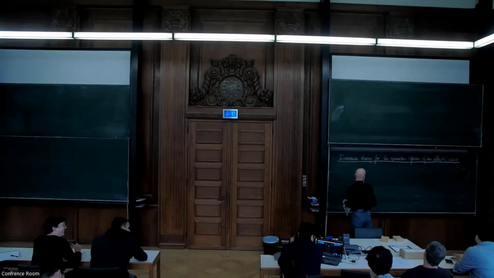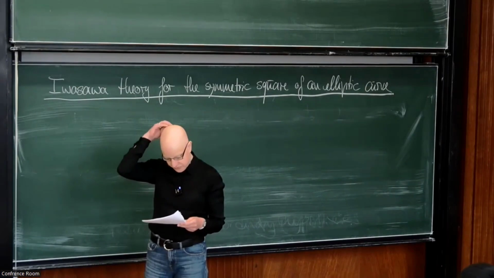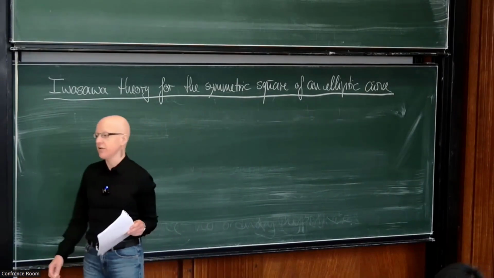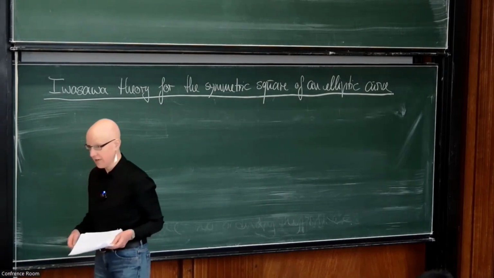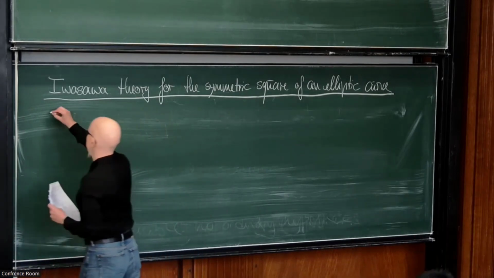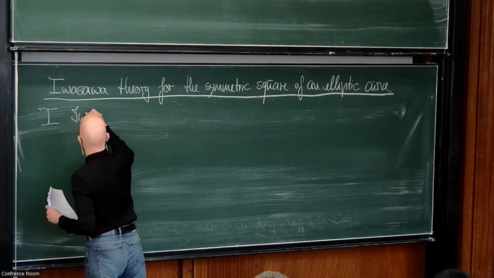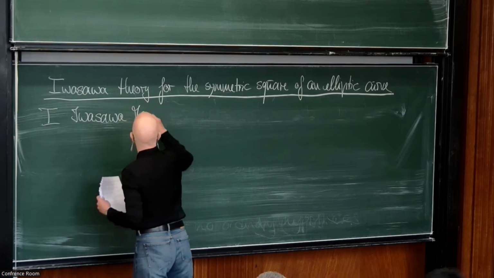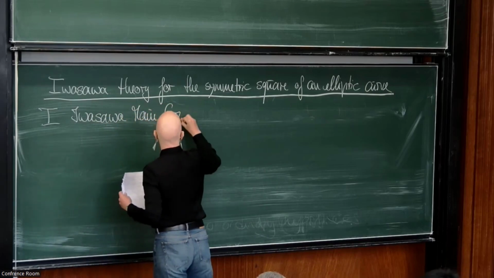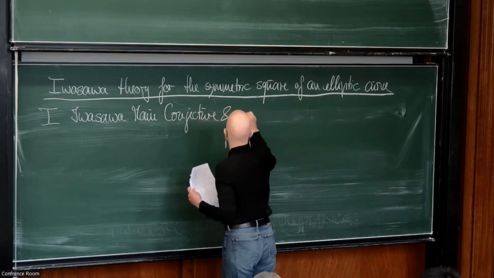Okay, so I want to talk about Iwasawa theory for the symmetric square of an elliptic curve. I will start by setting the scene and talk about the Iwasawa main conjecture and Euler systems.